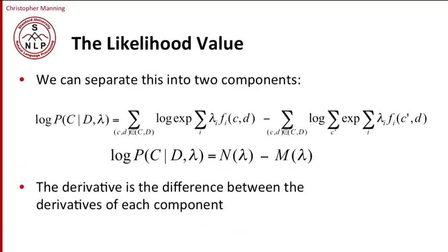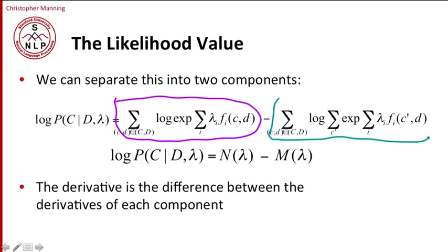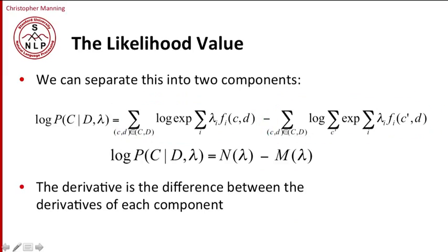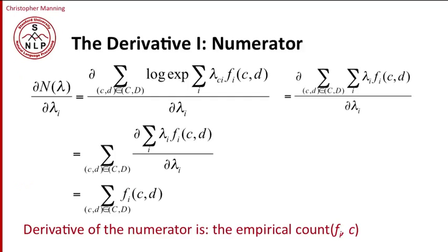We can take this log likelihood and separate it out into two components. So here we have what used to be the numerator, and here we have what used to be the denominator. So we can say that the log likelihood of the entire model is a difference between the log likelihood of the numerator and the log likelihood of the denominator. The derivative of the numerator is really easy to work out.